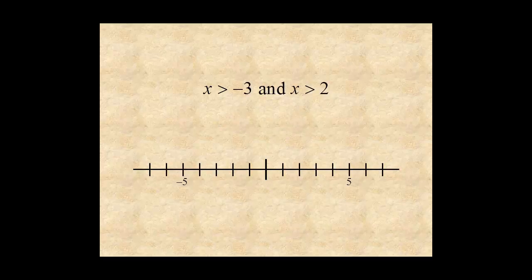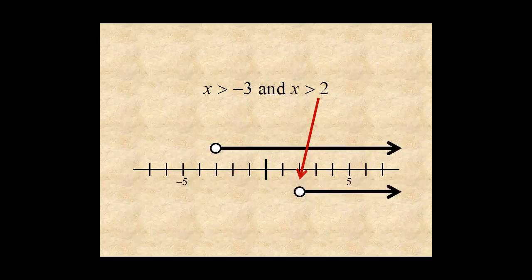Here's an example of a solution where both inequalities are the same. They're both greater than inequalities. To determine the real solution, graph each of the inequalities, x greater than negative 3 and x greater than 2, and find the part of the number line they share in common.